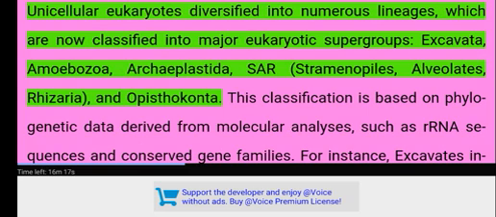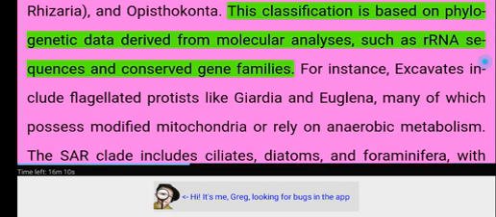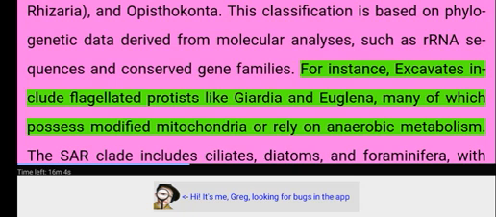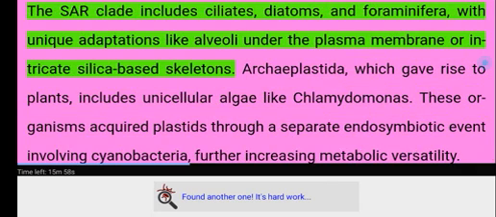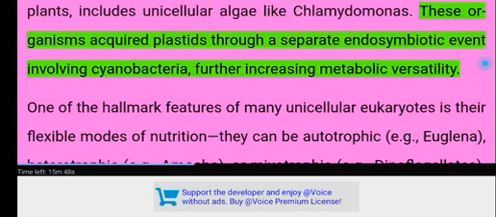Unicellular eukaryotes diversified into numerous lineages, which are now classified into major eukaryotic supergroups: Excavata, Amoebozoa, Archaeplastida, SAR, Stramenopiles, Alveolates, Rhizaria, and Opisthokonta. This classification is based on phylogenetic data derived from molecular analyses, such as rRNA sequences and conserved gene families. For instance, excavates include flagellated protists like Giardia and Euglena, many of which possess modified mitochondria or rely on anaerobic metabolism. The SAR clade includes ciliates, diatoms, and foraminifera, with unique adaptations like alveoli under the plasma membrane or intricate silica-based skeletons. Archaeplastida, which gave rise to plants, includes unicellular algae like Chlamydomonas. These organisms acquired plastids through a separate endosymbiotic event involving cyanobacteria, further increasing metabolic versatility.